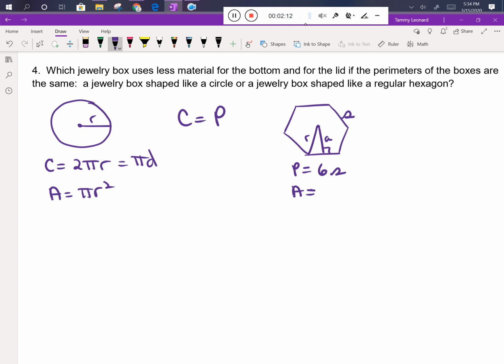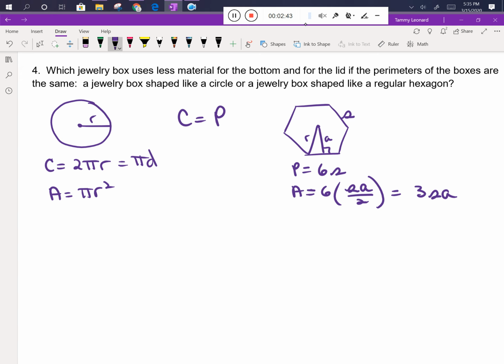If you know the method of making this hexagon into 6 triangles, then you would say 6 times the area of one triangle. Okay, well, the area of one triangle, we know 1/2 base times height. Well, the base is s, the height is a, and we would be taking half of that. So that's really going to ultimately be 3 times the side times the apothem.